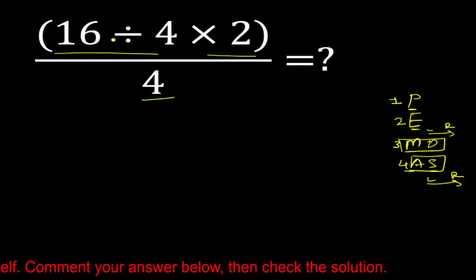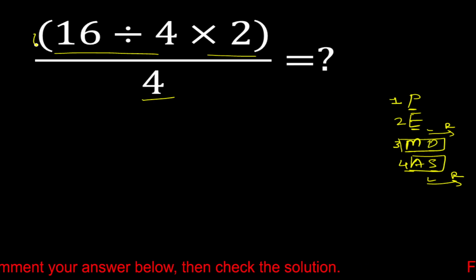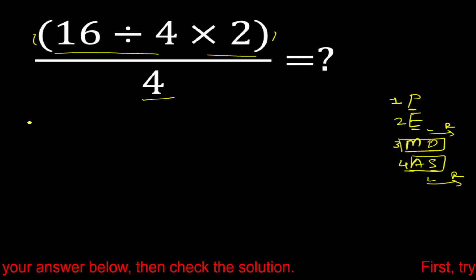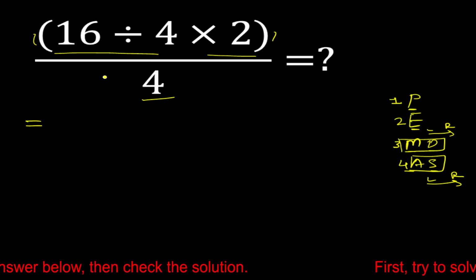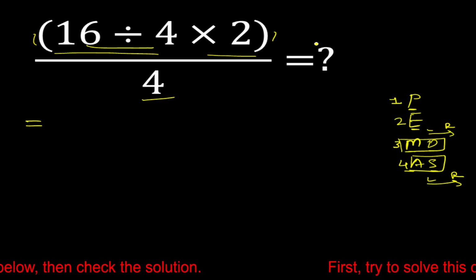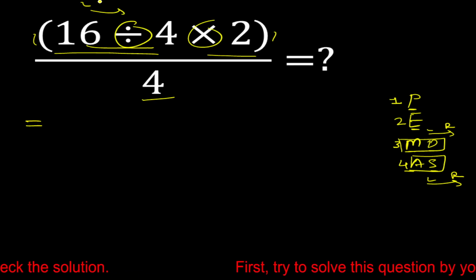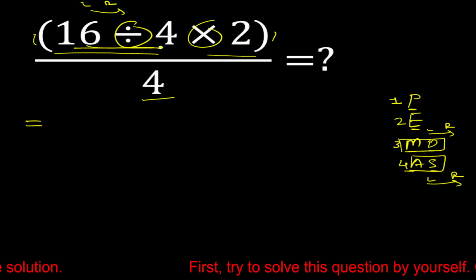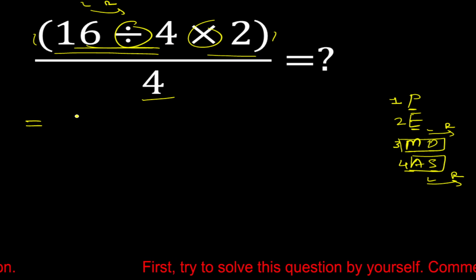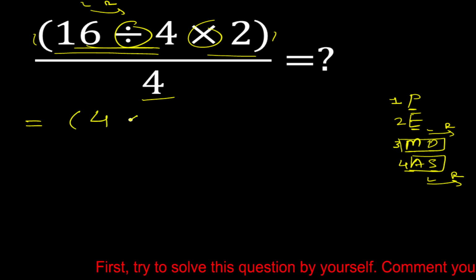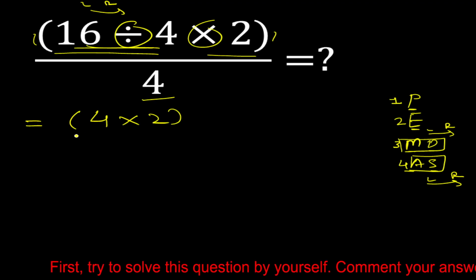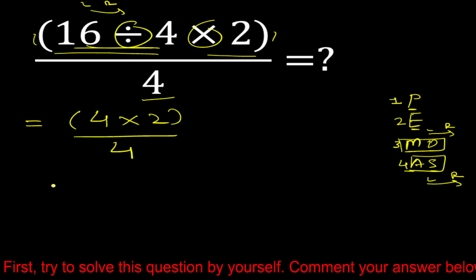Okay. So in this problem, first we have to solve this parentheses. So now solve this parentheses. Here is a division and here is a multiplication. Both have equal priority, so we have to solve from left to right. First we have to solve this division. 16 divided by 4 is equal to 4, then multiply 2 divided by 4.